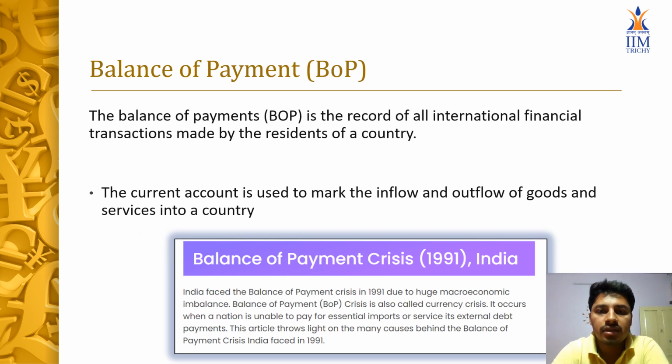In order to understand the current account deficit, which I described in the previous slides, first understand what the balance of payment is. It is similar to a bank statement of ours. It is used to mark the inflow and outflow of goods and services into a country, and it is a record of all the international financial transactions made by the residents of the country. If there is a BOP crisis, the country needs to restructure its finances, as seen in the case of India in 1991. It has to manage its imports and also liberalize its economy, and we did the LPG reforms during that time.